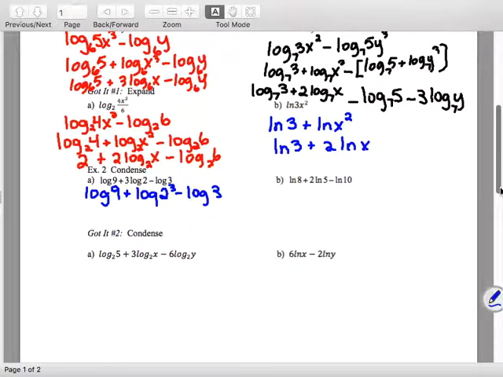Okay, when there's a number in front and you're condensing, the only way to condense power and quotient properties is you have to get rid of the number in front first.